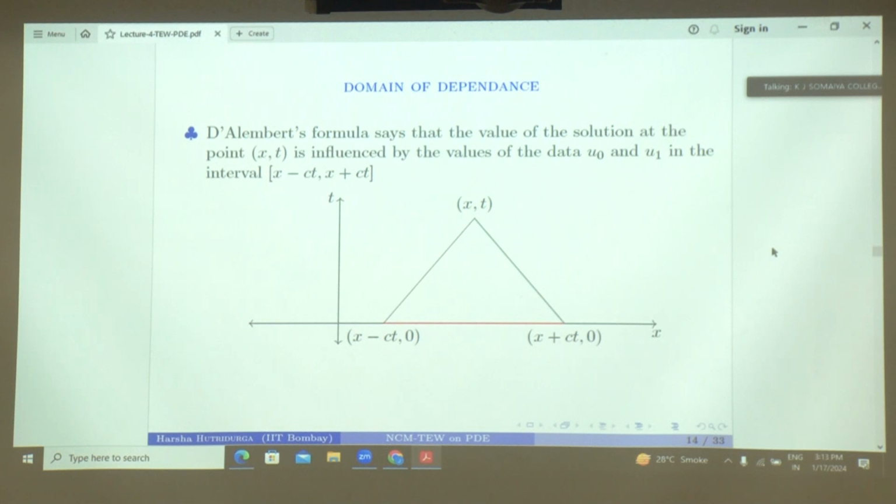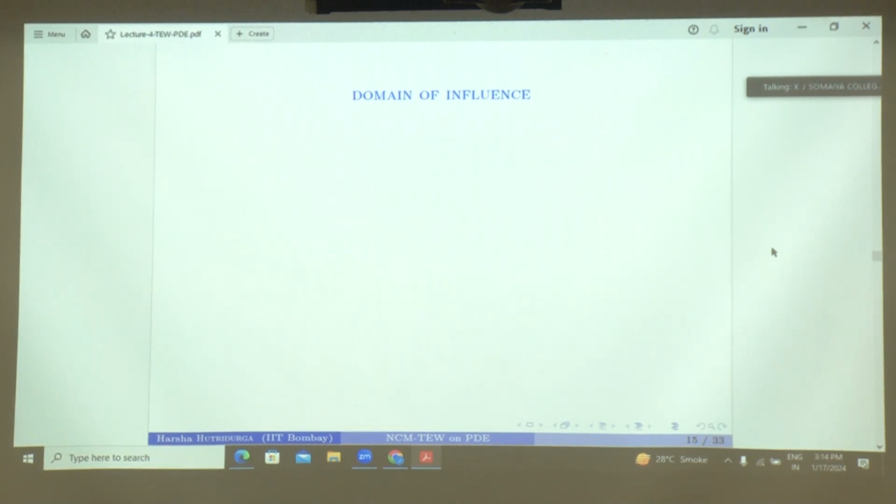So this domain on the initial axis on which the solution at the point x comma t depends is known as the domain of dependence, and it's actually given by an explicit interval, x minus ct to x plus ct. Now there is also the domain of influence. It can again be deduced from the domain of dependence computations of D'Alembert's formula only.